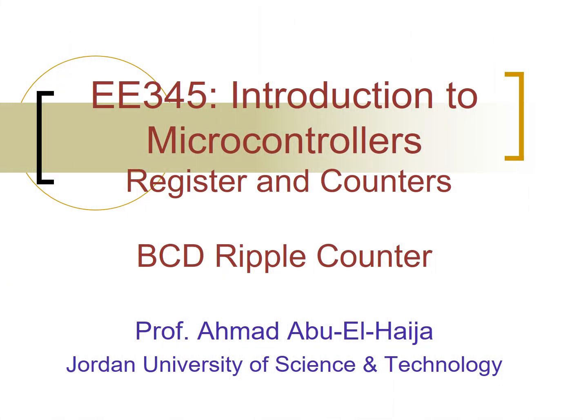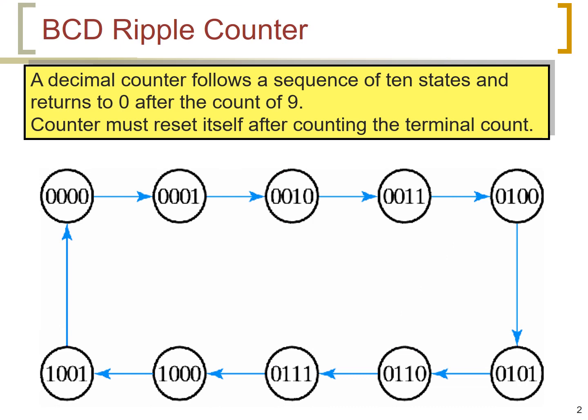In this video, we explain the design of the binary coded decimal ripple counter. A BCD ripple counter is a counter that follows a sequence of 10 states and returns to 0 after the count of 9.